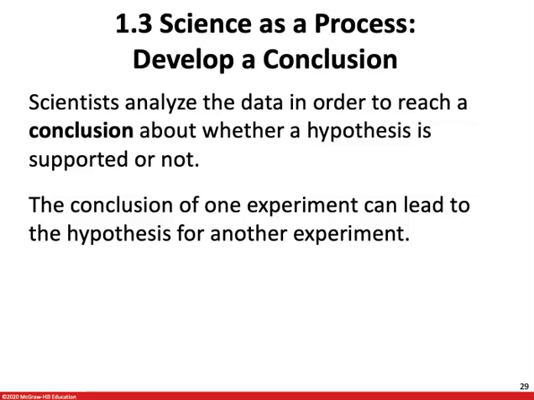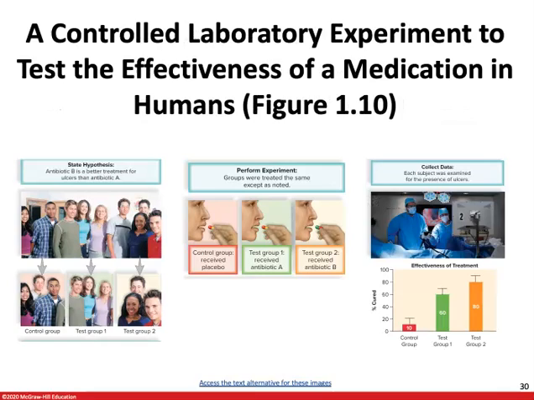Now, scientists are going to analyze that data and reach a conclusion about whether or not the hypothesis is supported. So once you have your data, you then need to analyze your data. You need to interpret whether or not that data is supporting your original hypothesis. The conclusion of one experiment can then lead to the hypothesis of another experiment, and help branch out from there, further fleshing out the information that we are finding. So we're going to walk through an experimental design and look at all the different components.